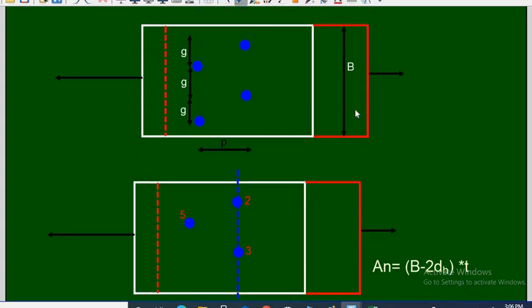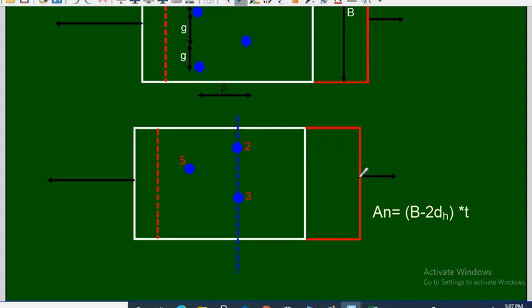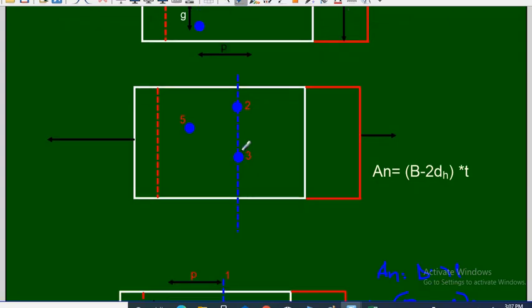Let us say this is our plate, and the load is applied here like this. When you apply a load, there are so many possibilities. One possibility is that it will fail here like this. Let us say if this is 1 and this is 4, then it can fail through 1, 2, 3 and 4.